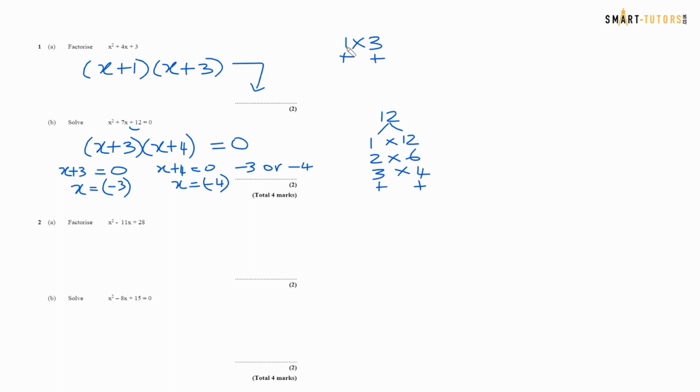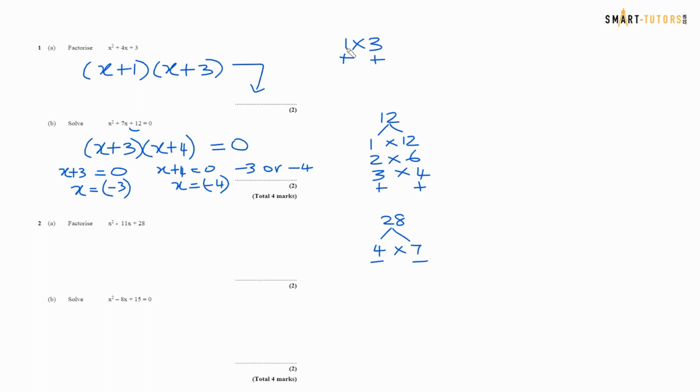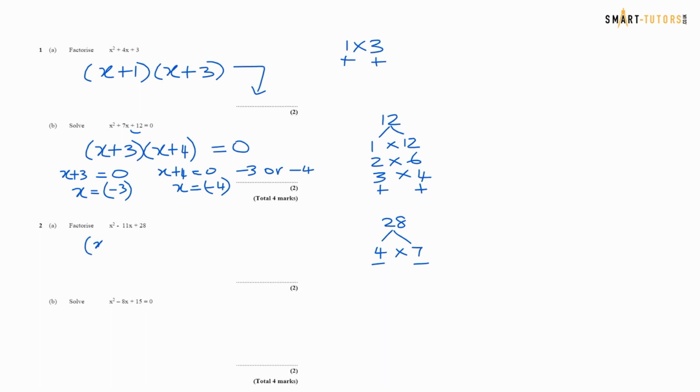Question number 2. x squared minus 11x plus 28. So 28 is the number. So we need to find out the factors of 28. 4 times 7 is 28. If you put minus 4 and minus 7, both give minus 11. So the answer for the second question's A part is x minus 4, x minus 7.